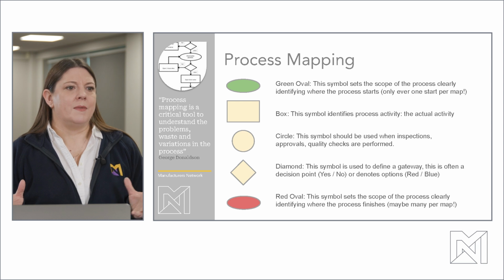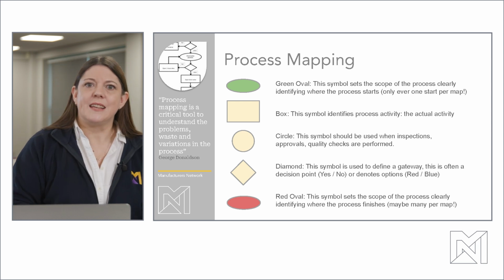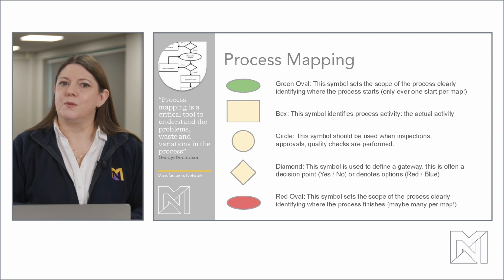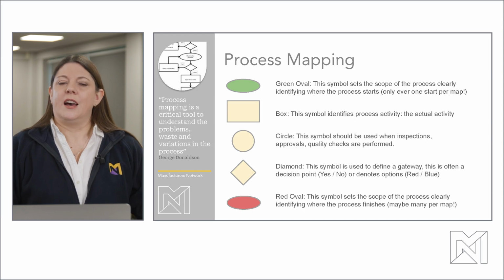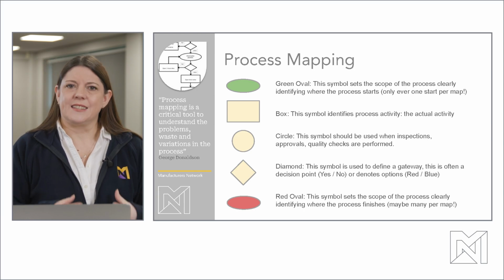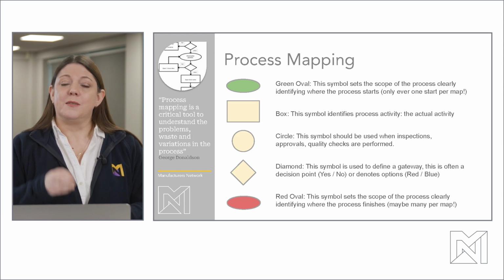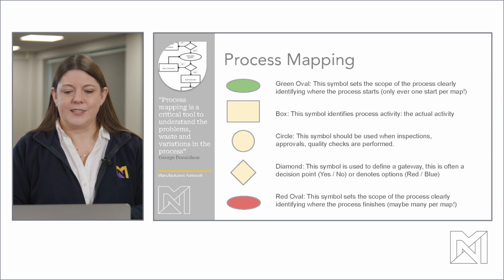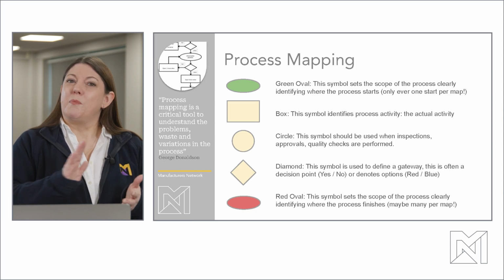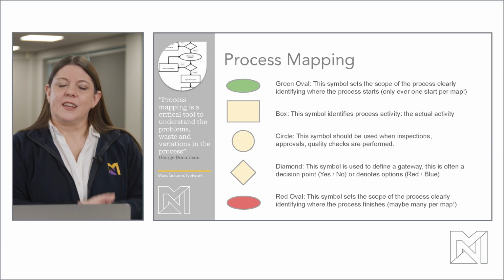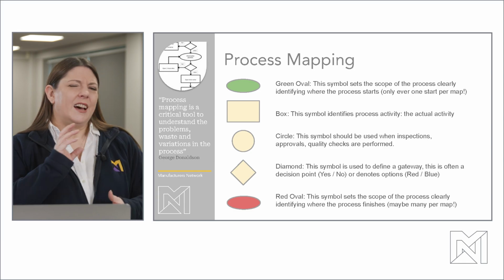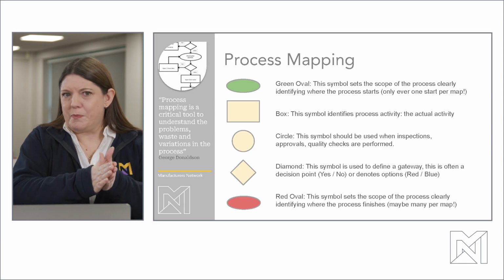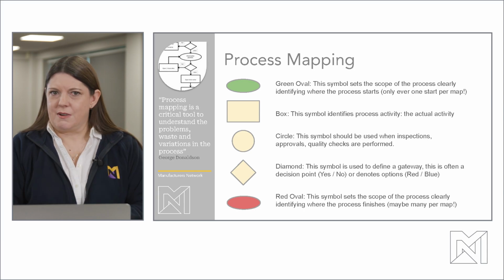Is it a piece of paper lands on somebody's desk? Is it a certain time of day? Is it when a certain order comes through the door? What is it that starts that process? And it's important to really define that at the start of the process mapping activity. Then you've got your boxes, and those are the actions that you have in your process. And you only want one step per box, because you might want to move them around a little bit.